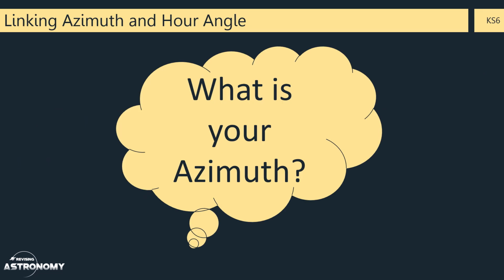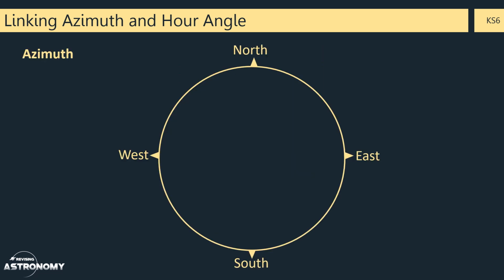In this video, we're going to look at how we can link azimuth and hour angle. Let's start by reminding ourselves what azimuth is. Azimuth is a part of the horizontal coordinate system, and it lets an observer know which compass direction to look at to observe a star. It's based on a 360-degree circle, with the start point being north.